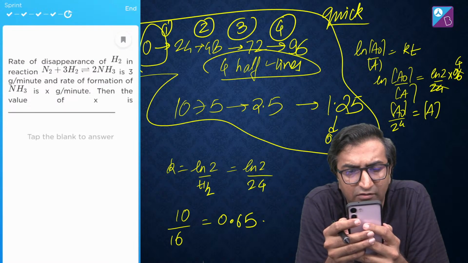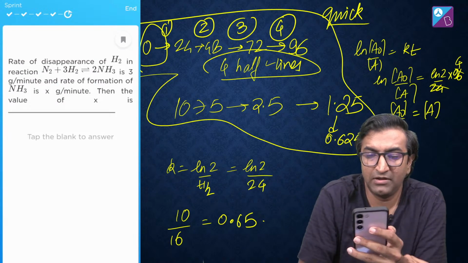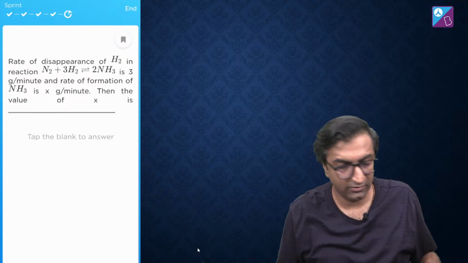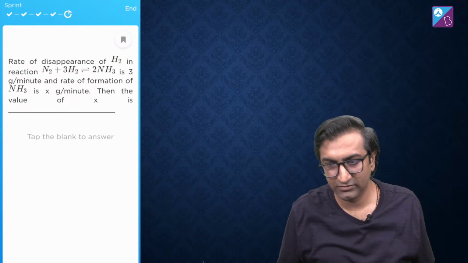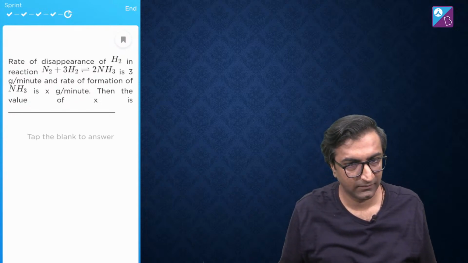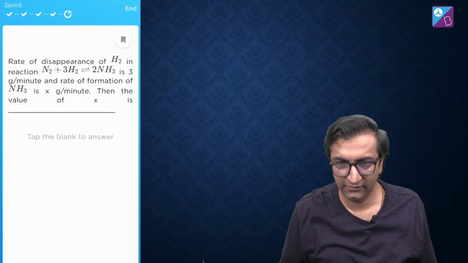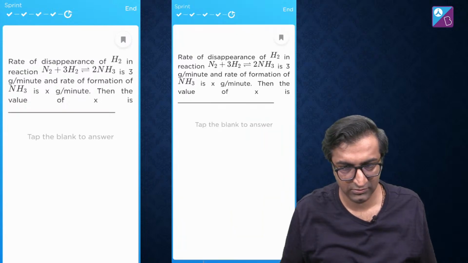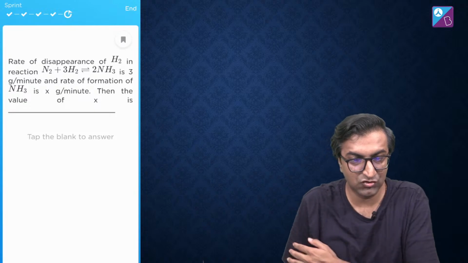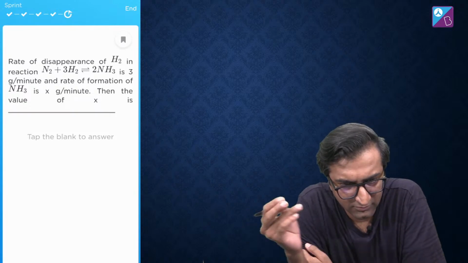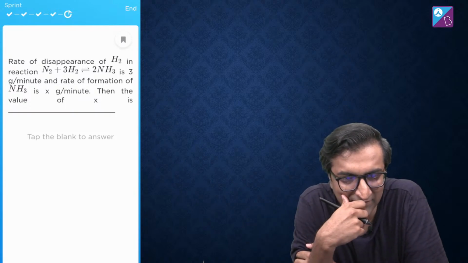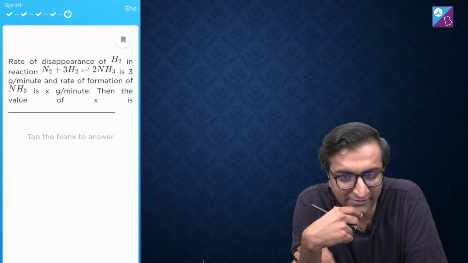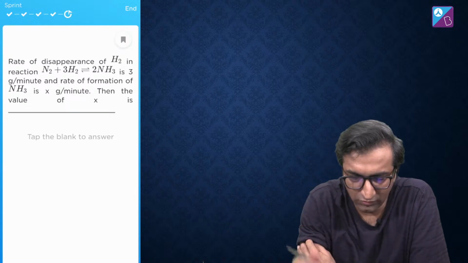Rate of disappearance. आई ये तो थोड़ा सिंपल नहीं हो गया. चलो कोई नहीं. Let us end the day with a fun question. Rate of disappearance of H2 in reaction is something, it is 3 gram per minute. Rate of formation is x gram per minute. Okay, H2 का दिया हुआ है.